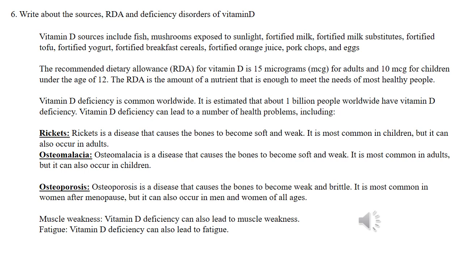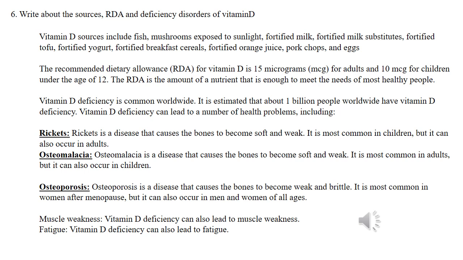Question 6. Write about the sources, RDA, and deficiency disorders of vitamin D. Vitamin D sources include fish, mushrooms exposed to sunlight, fortified milk substitutes, fortified tofu, fortified yogurt, fortified breakfast cereals, fortified orange juice, pork chops, and eggs.